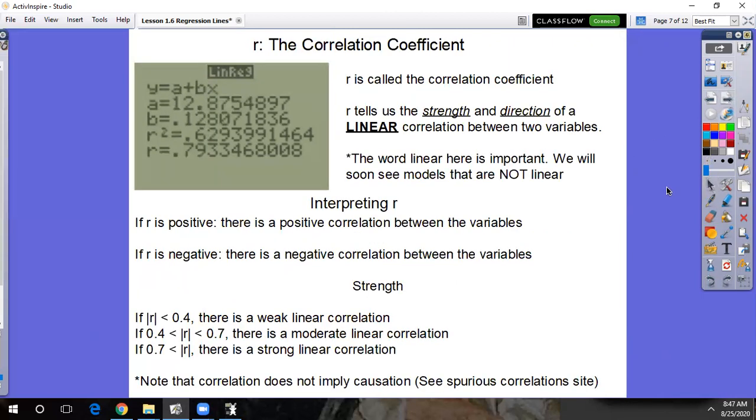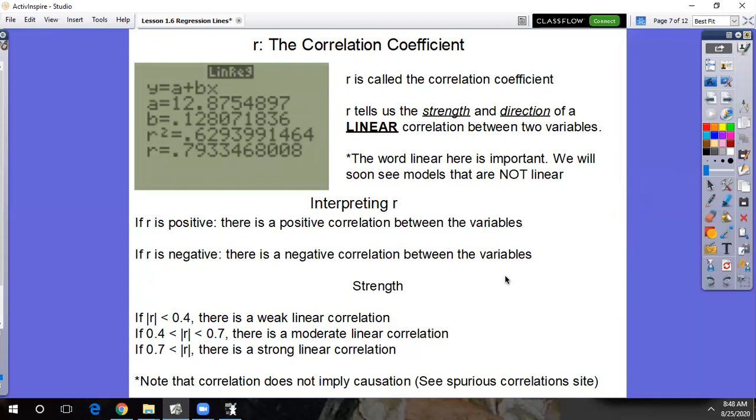So we're also going to look at R, which is the correlation coefficient. What R does, R tells us the strength and direction of a linear correlation between two variables. The word linear is important because there are other types of relationships, but R tells us strictly about linear correlations. So when we interpret R, it can tell us the strength and direction of a linear correlation. To tell the strength, we're going to use this right here.